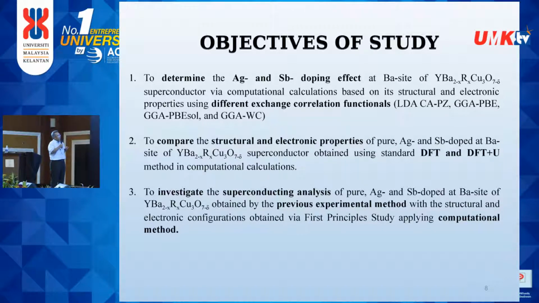And number 2, to compare the structure and electronic properties of pure, silver-doped and antimony-doped barium site of YBCO superconductor obtained with standard DFT and DFT plus U with some correction. And number 3, to investigate the superconducting analysis of pure, silver-doped and antimony-doped barium site of YBCO obtained by the previous experimental method, with the structural and electronic configurations obtained by first principle study applying a computational method. So we compare between the computational method and the experimental method.